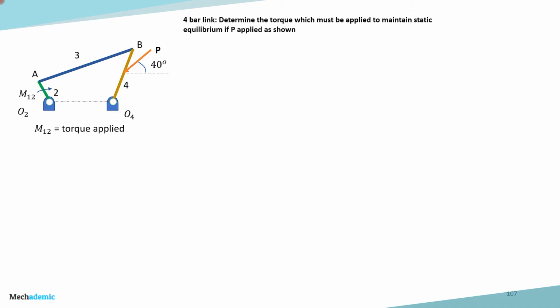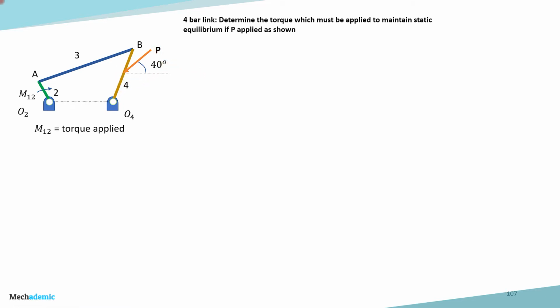There is a force P which is acting on the 4th link at an angle of 40 degrees. Now if we want to keep the mechanism in a state of rest, how much torque needs to be applied at the crank? What should be the value of M12 so that link 4 does not rotate under the action of force P? That is what we need to calculate.